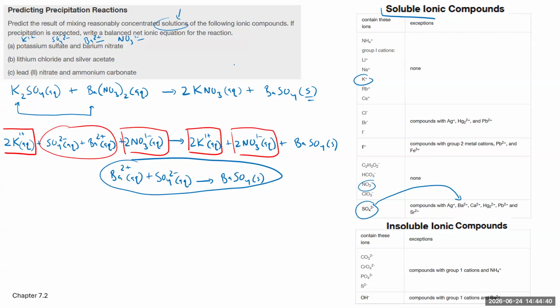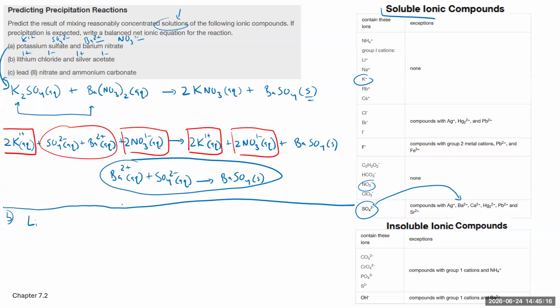All right, silver acetate and lithium chloride. All right, let's do these here. Let's do B. So this was A. It's going to draw an arrow there. This is B now. Lithium, that's a 1 plus. Chloride is a 1 minus. This is a 1 plus. This is a 1 minus.